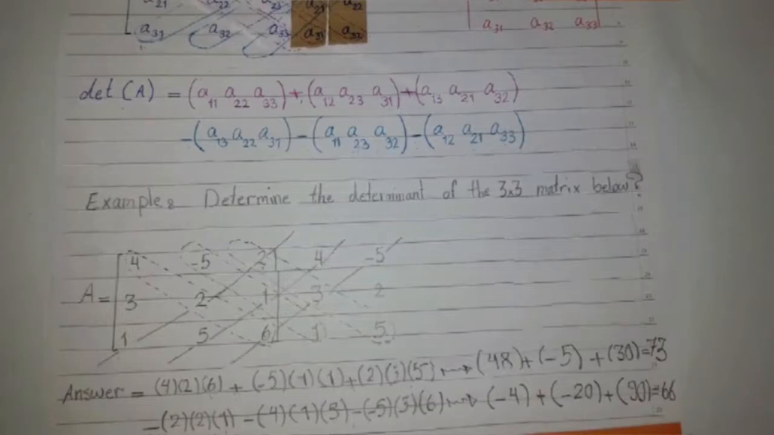So 73 plus 66. Get to the answer, which is gonna be 139.